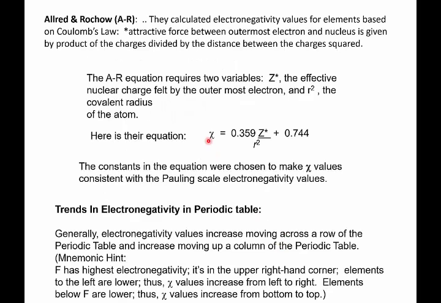Now here's another approach for calculating electronegativity, due to a couple of workers, Allred and Rochow. They calculated electronegativity values for elements based on Coulomb's law. Basically a very simple, intuitive idea. Now, Coulomb's law, of course, states that the attractive force between two charges is the product of the charges divided by the square of the distance between them.